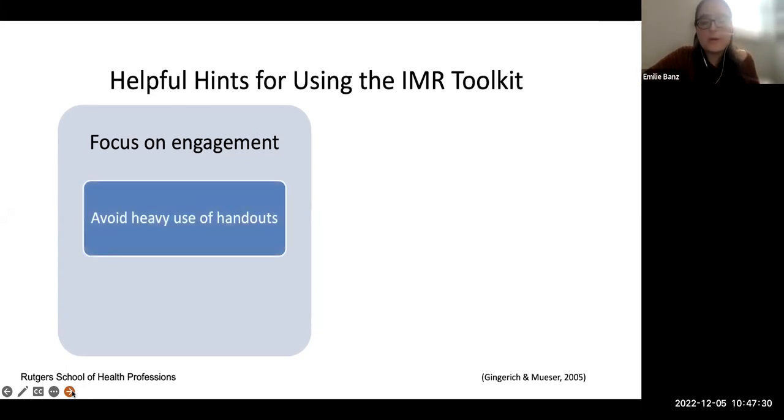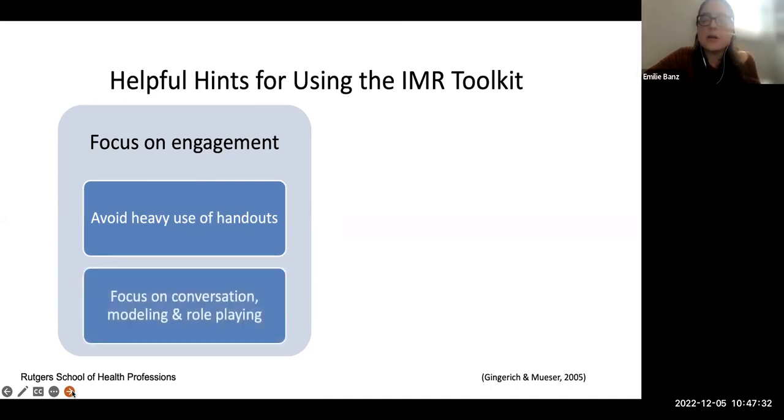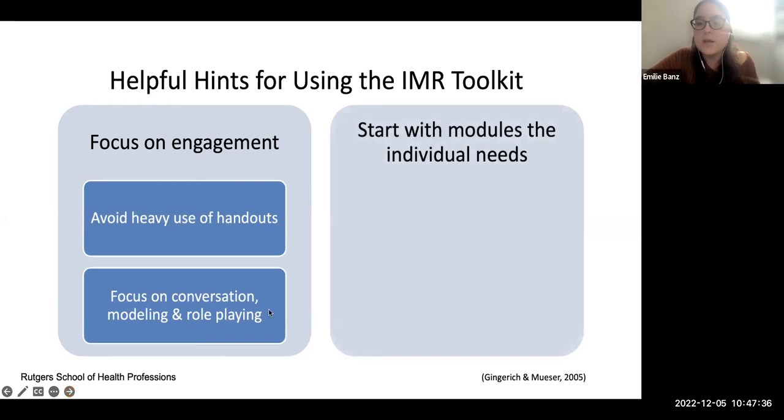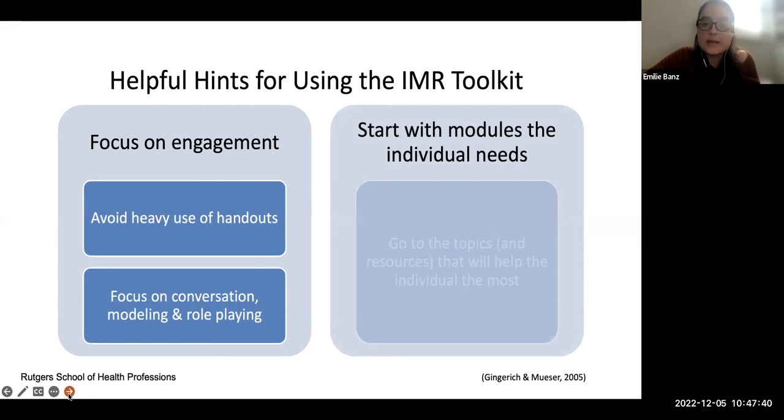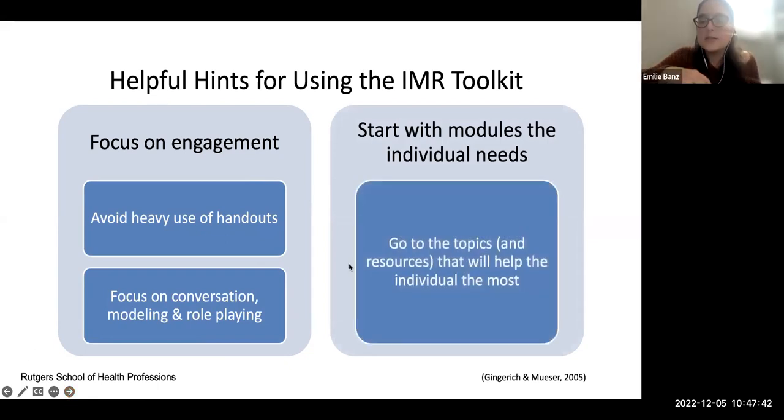So you want to avoid that heavy use of handouts, and you want to make sure that you're focusing a lot on conversation, on modeling, and on role play. And you want to start with the modules that the individual needs. So you want to go to the topics and resources that are going to be most helpful to the person. So again, going to that co-occurring chapter, going to maybe stigma, going to the practical facts about mental illness, really focusing on the chapter and topic that is going to be most relevant to the person. Okay.